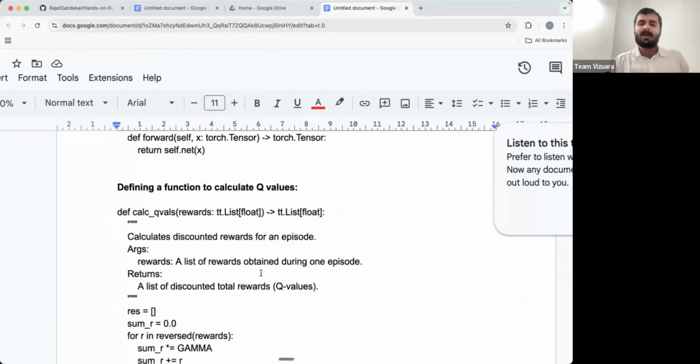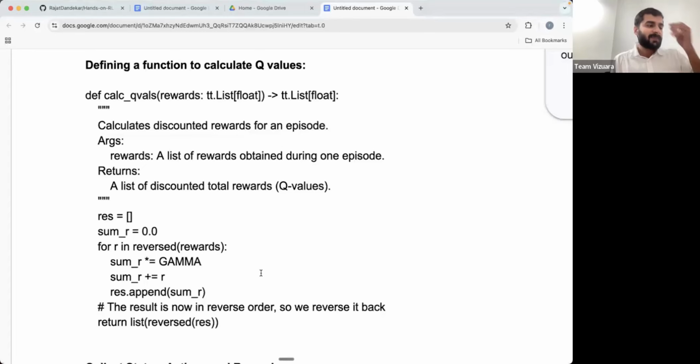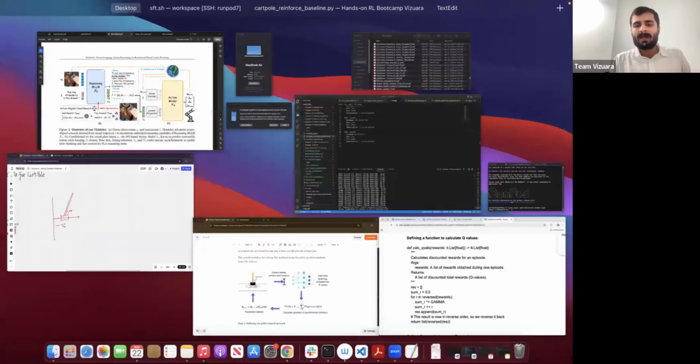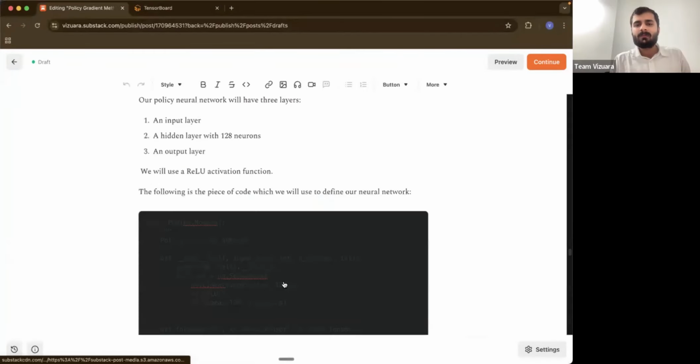Then the next question is, how do we define the function to calculate Q values? And this is a very important step. I want all of you to understand how this Q value calculation is done. Why do we need the Q values? If you remember the gradient of performance measure, we have the grad log probabilities multiplied by the Q values. So I have constructed an example here to help you understand that.